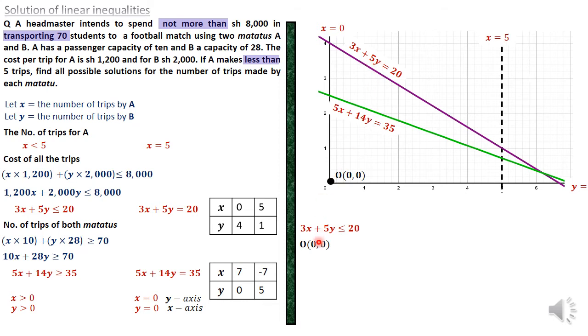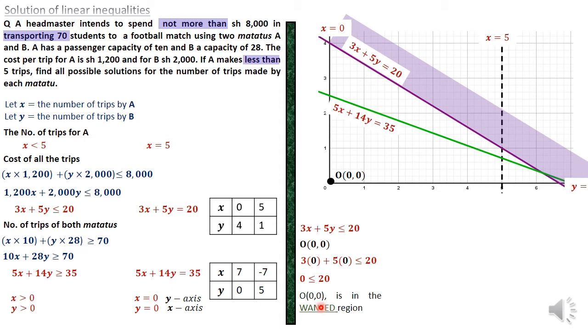So if you put the value of x and y to be 0, since the point O is (0, 0), on this inequality, we're going to have 3(0) plus 5(0) less than or equal to 20. Simplify that, you're going to get 0 is less than or equal to 20. This makes mathematical sense, and since it is mathematically sensible, we're going to say that the point O is in the wanted region. Okay, and therefore we're going to shade that particular side. We don't want that other side. We want the wanted side, which is the side where we have the point O (0, 0), the origin.